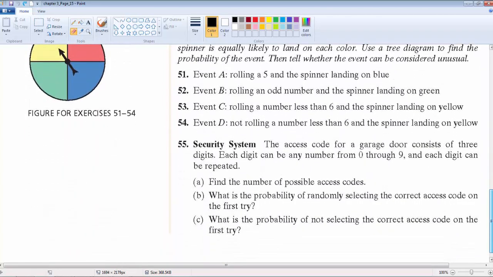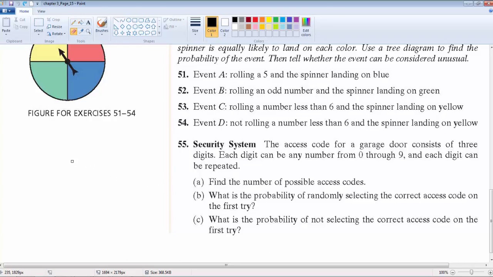Let's move down to security codes. The access code for a garage door consists of 3 digits. Each digit can be any number from 0 through 9, and each digit can be repeated. To determine the number of possible access codes, we're going to use the counting principle.